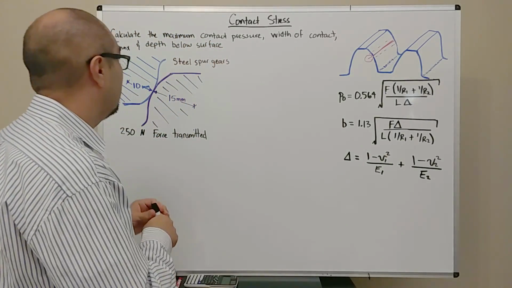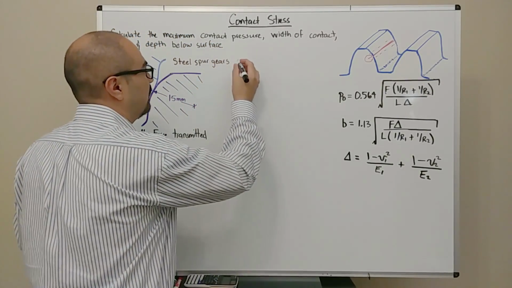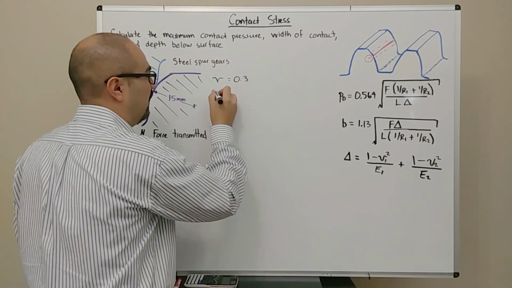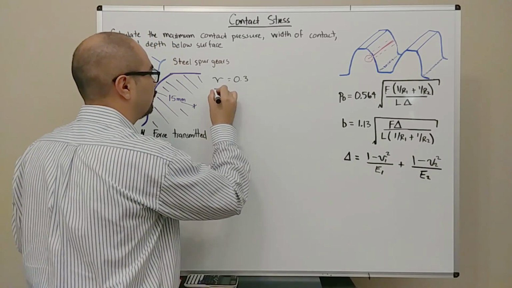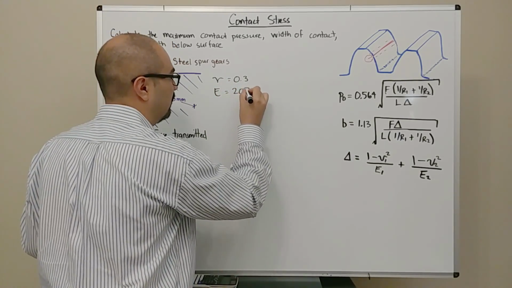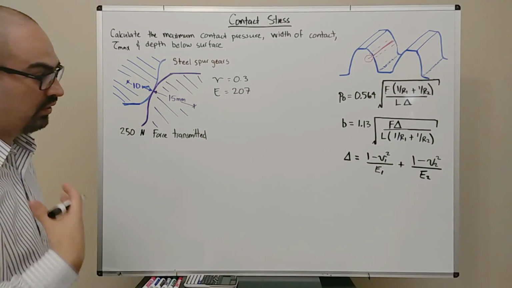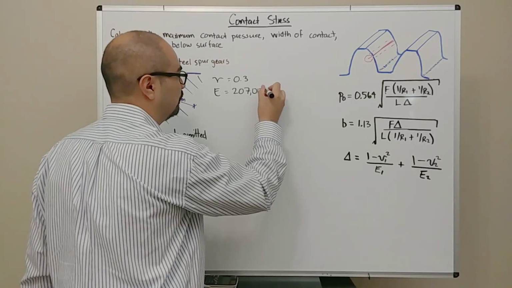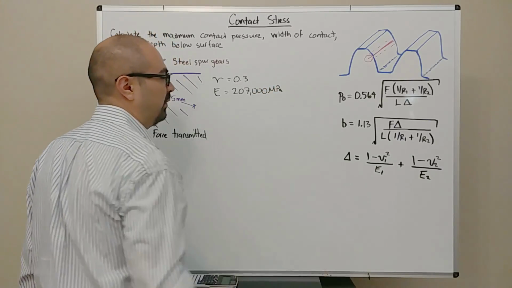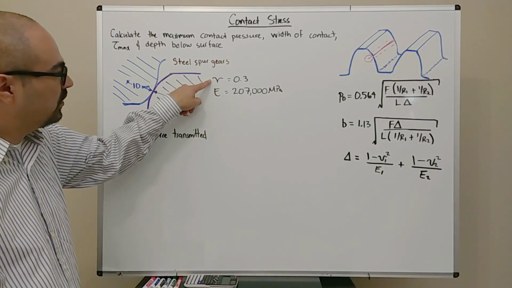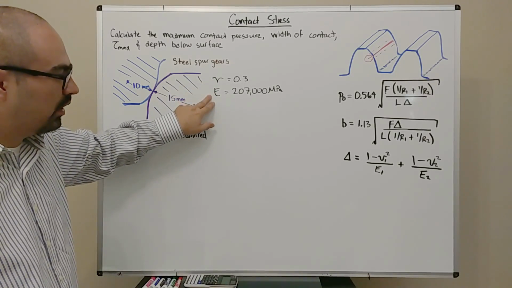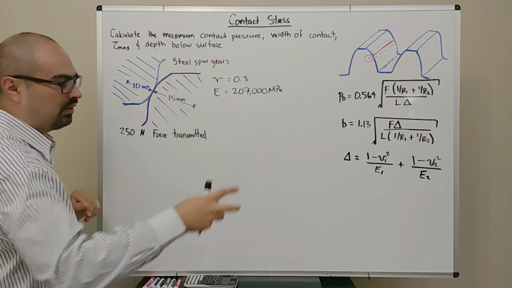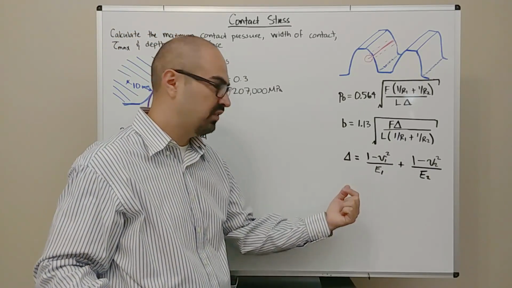So we have, in this case, steel. Steel is going to have a Poisson's ratio of 0.3 and an elastic modulus of 207 gigapascals. Now, when I do this, I like to work with units of megapascals, so I'll write it as 207,000 megapascals. With the Poisson's ratio and the elastic modulus of steel, and because both gears are made of steel, we can go ahead and substitute the values in this equation.